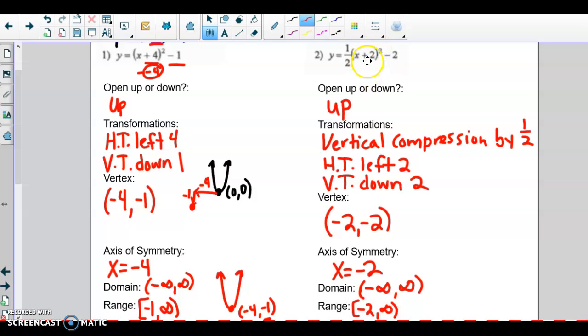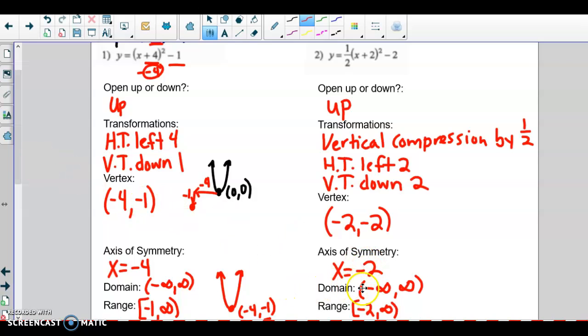Remember, opposite always what you think with X. And the minus 2 on the end is a vertical translation down 2. That left 2 and down 2 means the vertex is negative 2, negative 2. The axis of symmetry is always the same as the x coordinate of the vertex. That's at x equals negative 2.